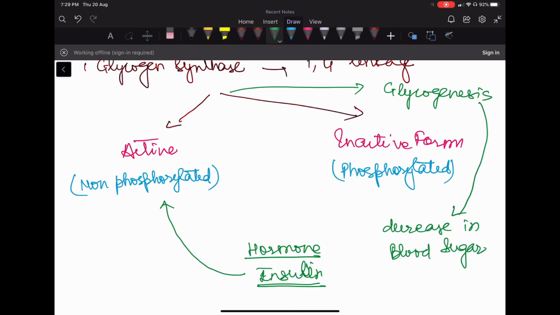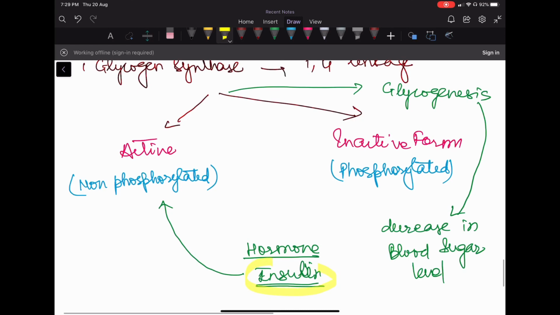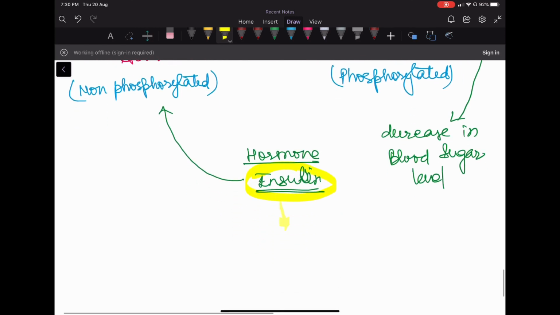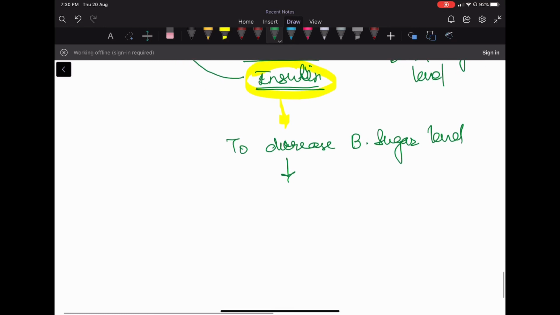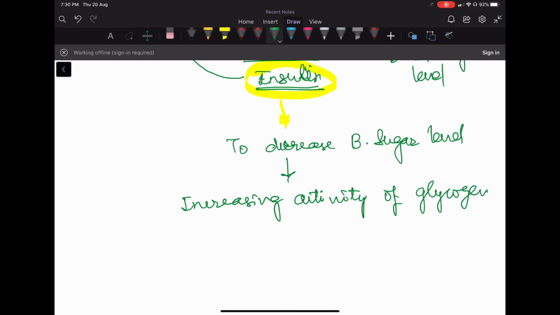So the basic role of insulin is to decrease blood sugar level by increasing the activity of glycogen synthase. So glycogen synthase is called the key enzyme of the cycle.